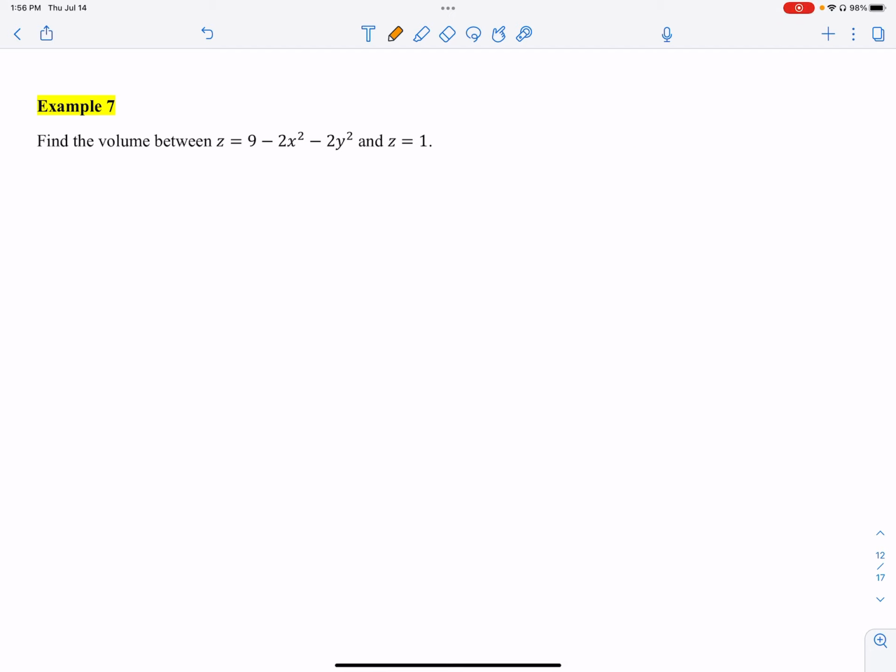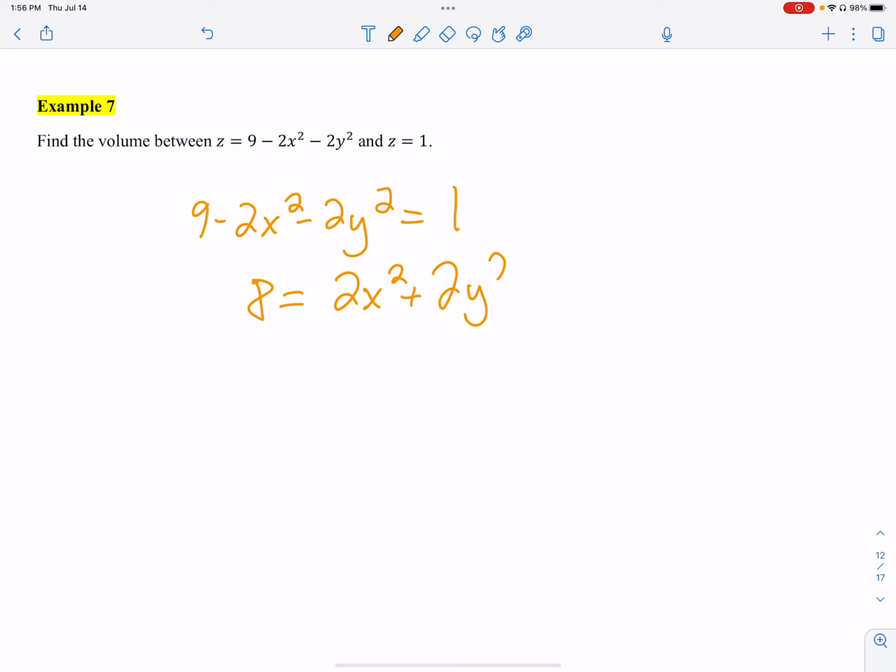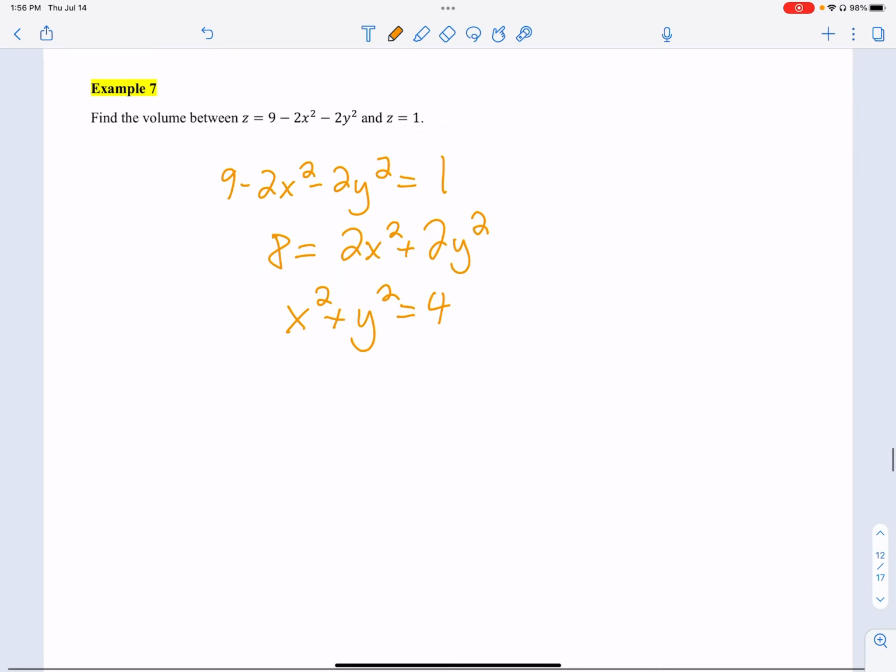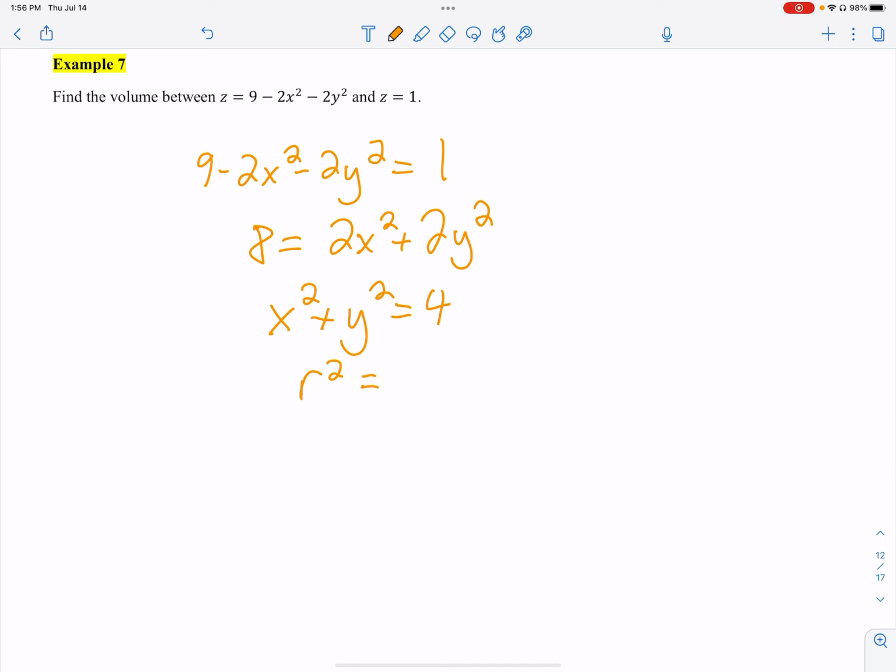To do that, all we have to do is set our two surfaces equal to each other. They're both equal to z, so I'm going to set them equal to each other. And we solve. I'm going to minus 1, so I get 8 on the left, and then I'm going to add those over. Dividing everything by 2, we have x squared plus y squared equals 4. Hopefully you can tell what that is. I'm going to go to polar just in case you can't. X squared plus y squared is r squared, which means r is 2. So we're dealing with some kind of intersection in space of a circle with radius 2.